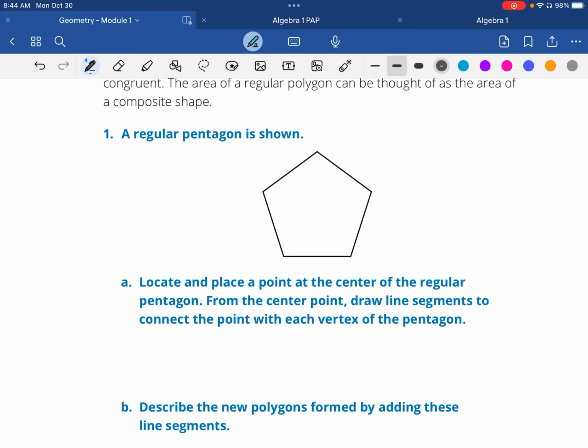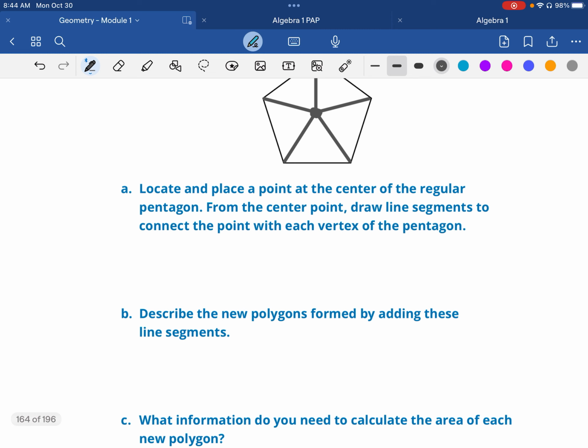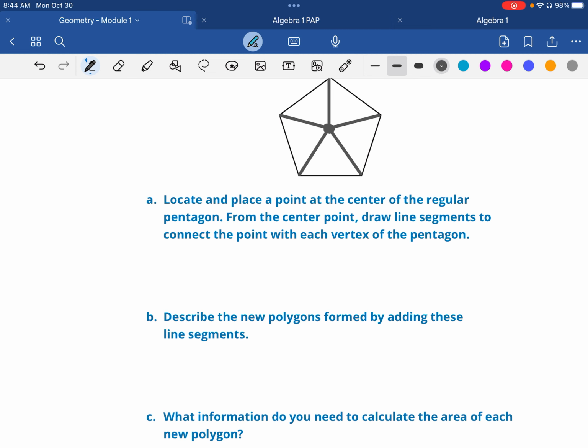Question A asks us to locate and place a point at the center of the regular polygon. Just go ahead and eyeball it the best you can. Then it asks us from the center point to draw line segments to connect the point to each vertex of the polygon. Go ahead and watch what I'm doing, and then copy it on your paper. If you want your lines to be nice and straight, by all means, grab the protractors in the baskets.